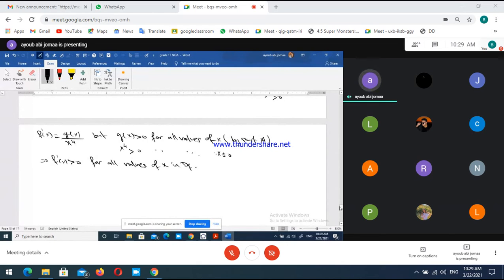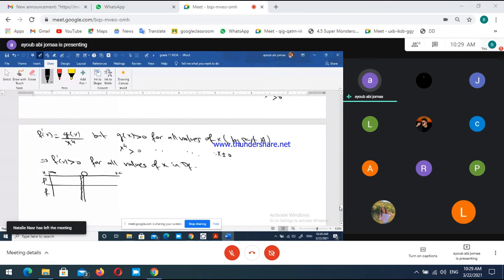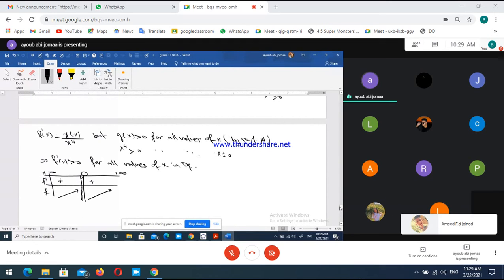Here x, f prime, f: 0 is not in the domain; negative infinity, positive infinity; here positive, positive, increasing, increasing.